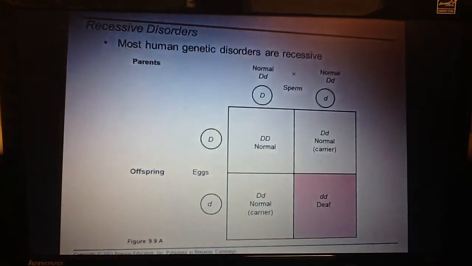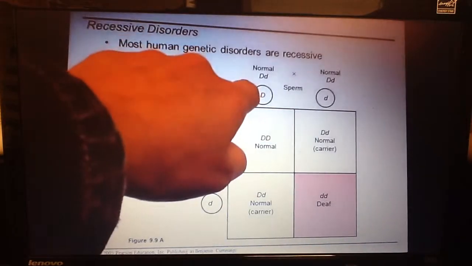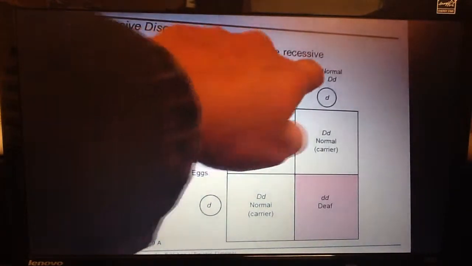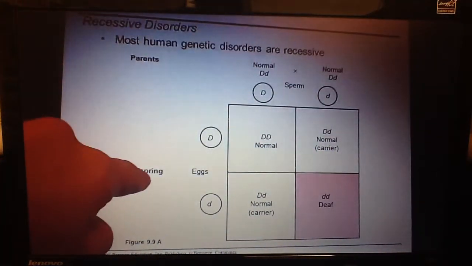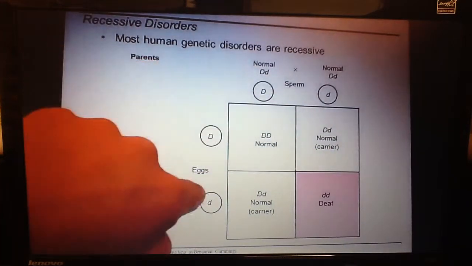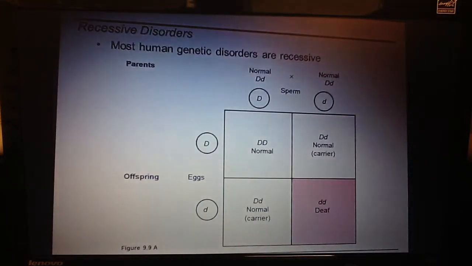If you have a recessive disorder, which most human genetic disorders are, the odds of getting it are very small, 25%, and here's why. If you have a normal dad, you know that he has one dominant trait and then one recessive. The odds are that mom will also have one dominant and one recessive. So mom looks normal and dad looks normal, or mom and dad can both hear.